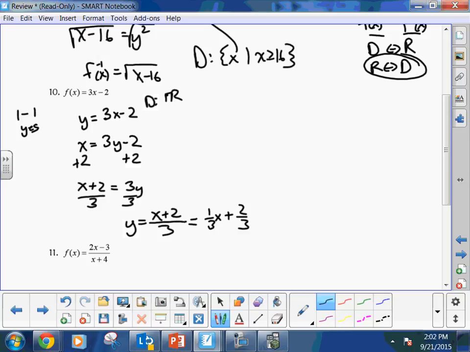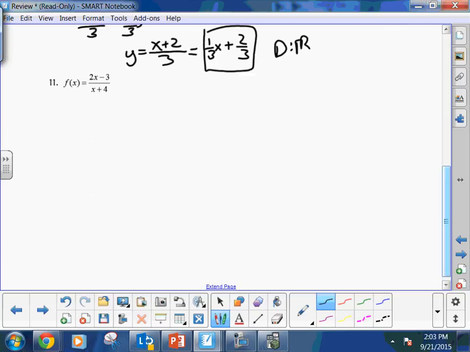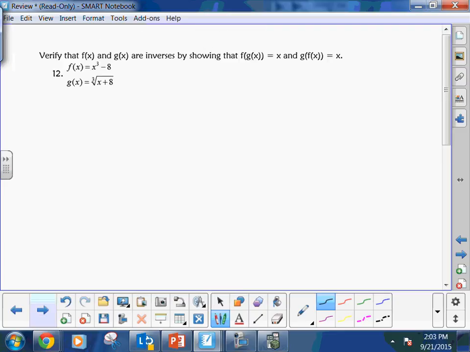Now with this one, the domain is all real numbers too, which means we're going to use the same properties to state that the range is all real numbers. So this combined with your inverse function are the 3 steps to get the solution for this one. Now I worked number 11 in class, so we're going to skip over this one for the sake of time and move on to the other ones.